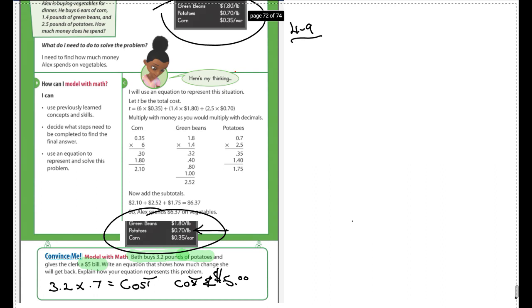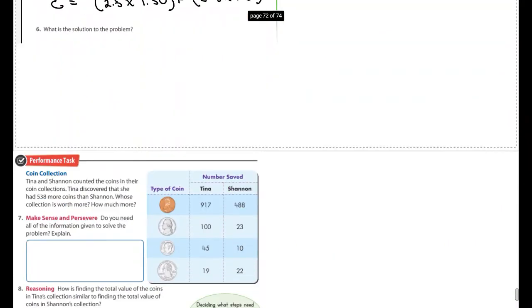Okay. Next page. Did I get the next page down? Oh, yes, I did. Good. Okay.